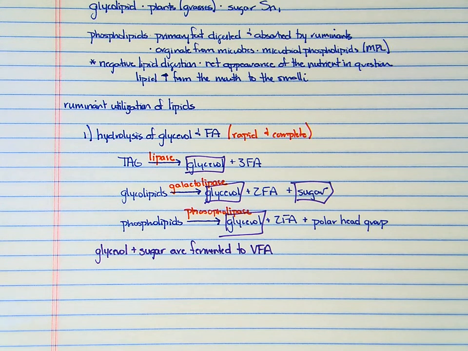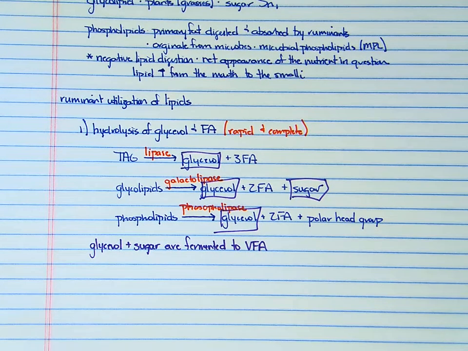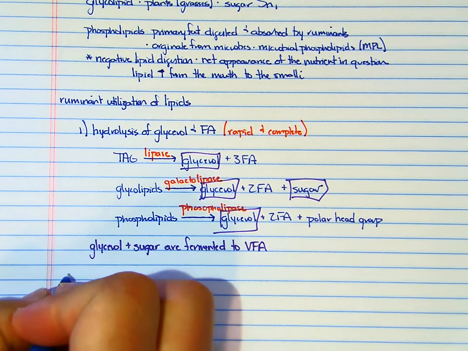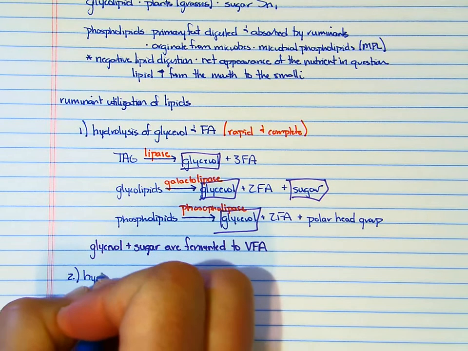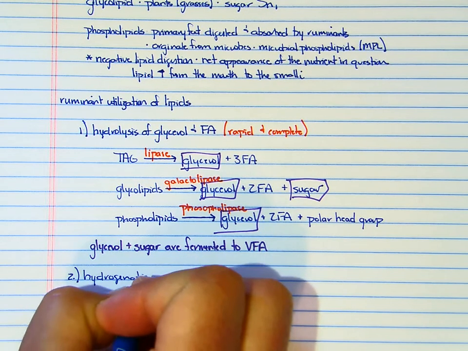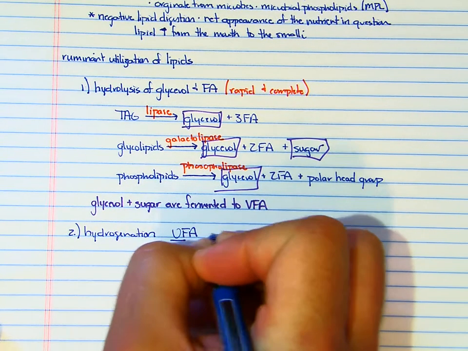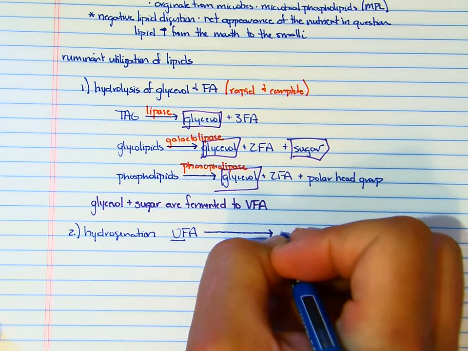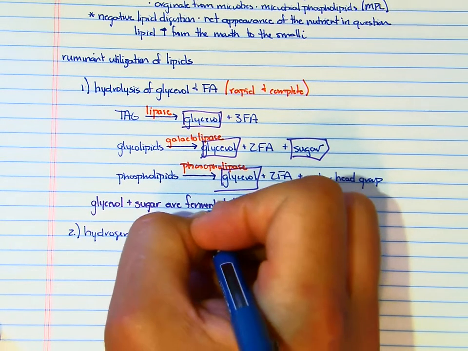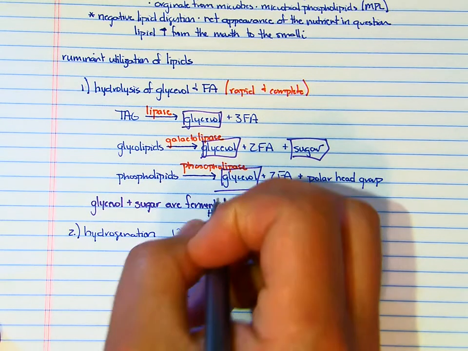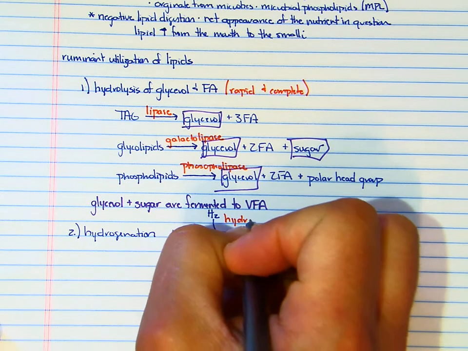Okay, the second step is hydrogenation. And so you might be familiar with hydrogenation because sometimes we talk about partially hydrogenated oil. And so hydrogenation is the addition of hydrogen to an unsaturated fatty acid. So two is hydrogenation. And what hydrogenation is, we take an unsaturated fatty acid, so UFA, and we saturate it by adding hydrogens. So we're adding protons to it. The enzyme that does this is again of microbial origin, and that enzyme is hydrogenase.